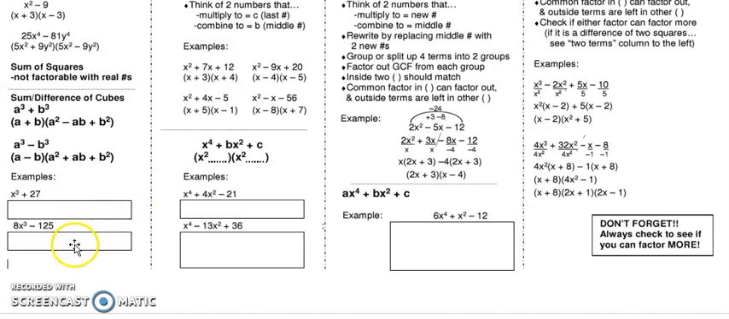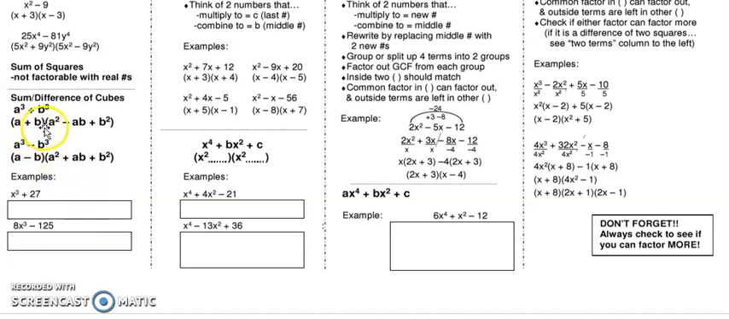So you've got two examples. If you like, go ahead and pause the video now so that you can try them on your own. For the first example, we have x cubed plus 27. This is the same thing as x cubed plus 3 cubed. So a would be x, b would be 3.